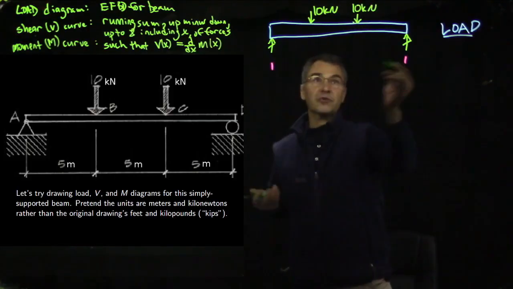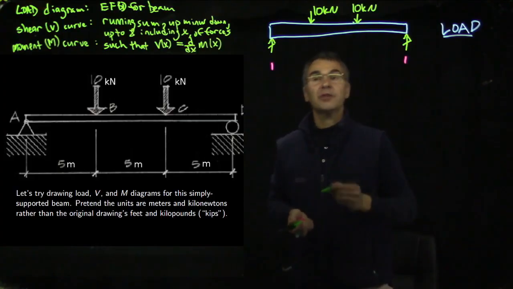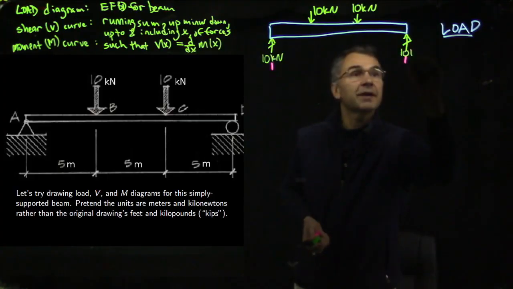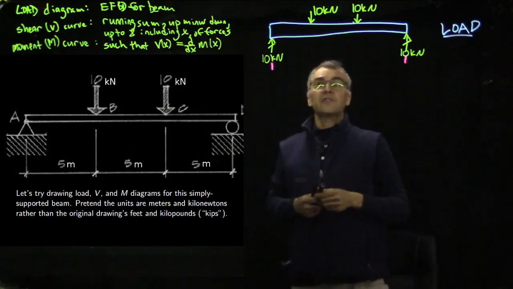So the two support forces have to add up to 20, and they're symmetric. So each support force must be 10. So we don't even need to do the math there because we can figure it out by symmetry. So that's our load diagram.